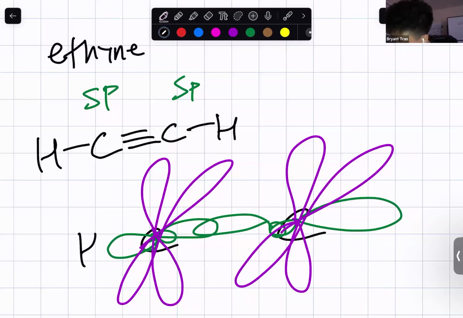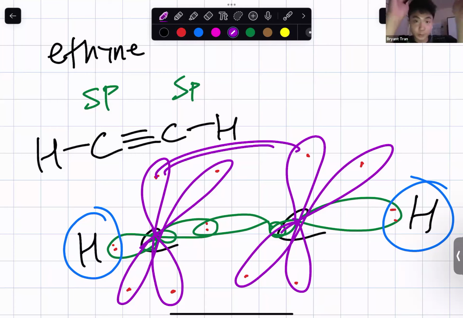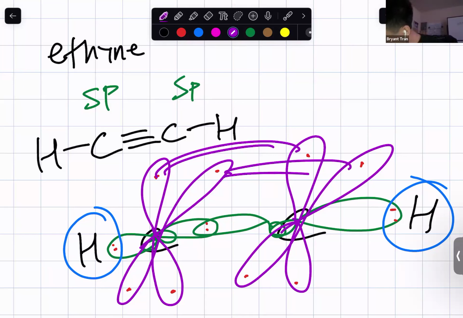Okay, and I'm gonna draw out the hydrogens right here. Hydrogen, hydrogen, which is s hybridized, s, s, and then draw out the valence electrons like that. Valence electron, valence electron, valence electron, valence electron, valence electron. And the vertical p orbitals are going to be bonding to each other, and these right here horizontally are going to be bonding to each other like that.